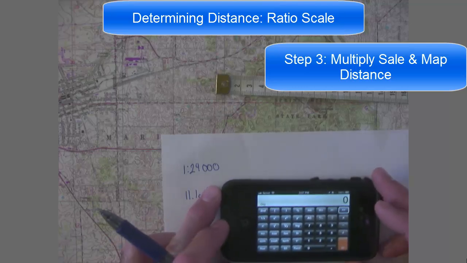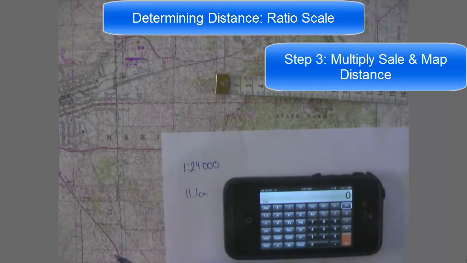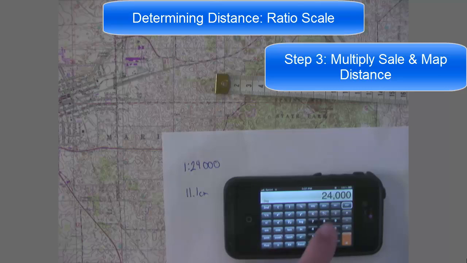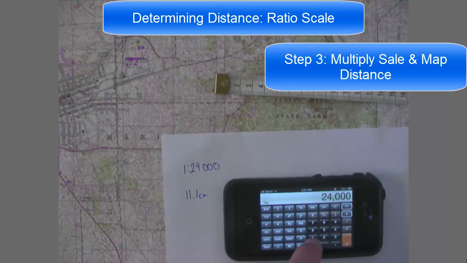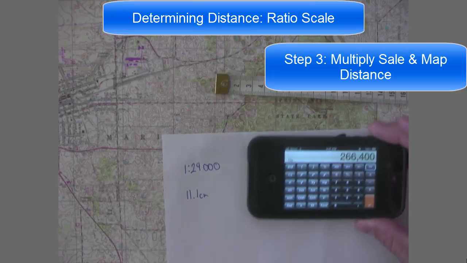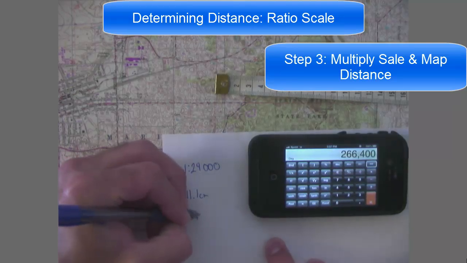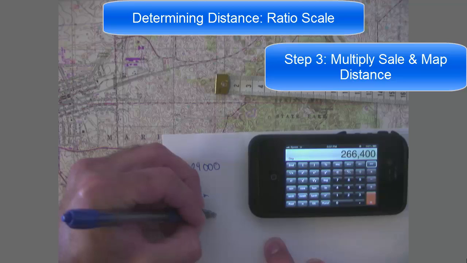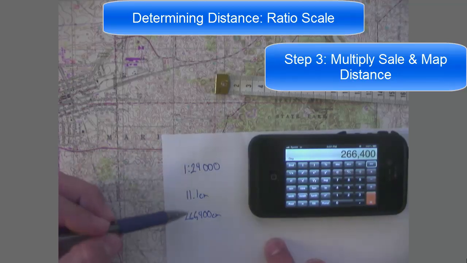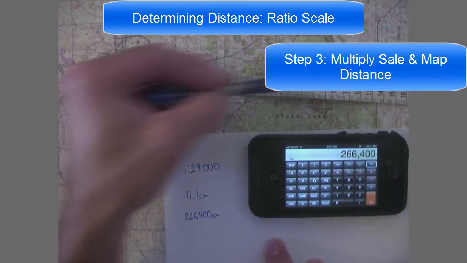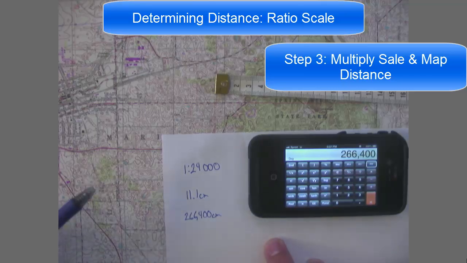All right. So you should have your calculators handy. I've got 24,000 times 11.1. That gets me 266,400 centimeters. All right, that is what that distance really is in real life.